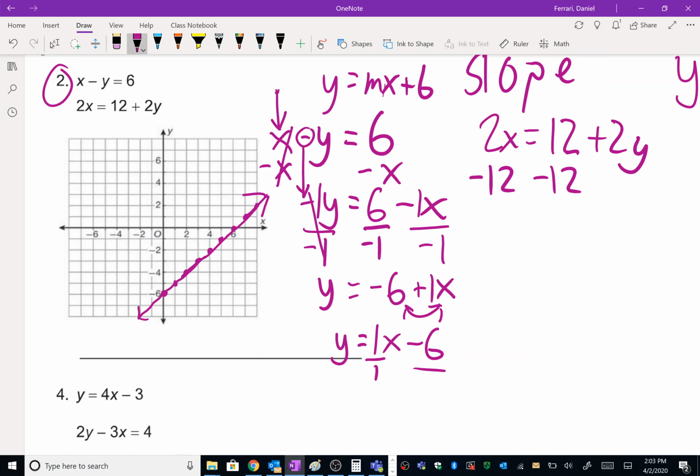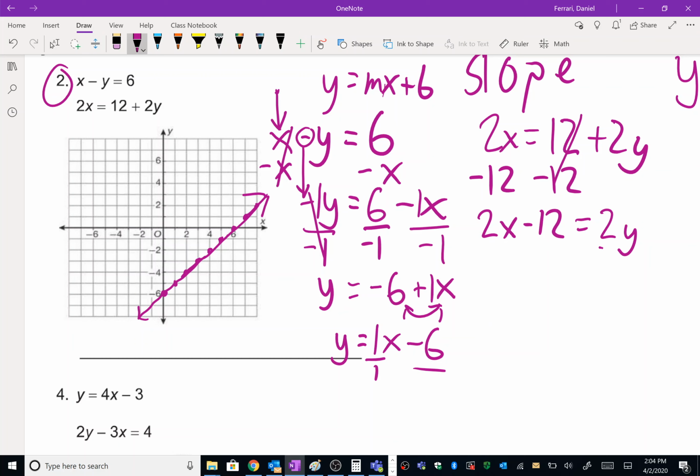Again, remember that because this has an x and this doesn't, this is going to be 2x minus 12, and then equals, well, on the right side of my equation, the 12 became 0. 12 minus 12 was 0, and so all I'm left with is +2y. So the way I'm going to write that is just put 2y. Okay, so the last step we have to do is get rid of the 2 here.